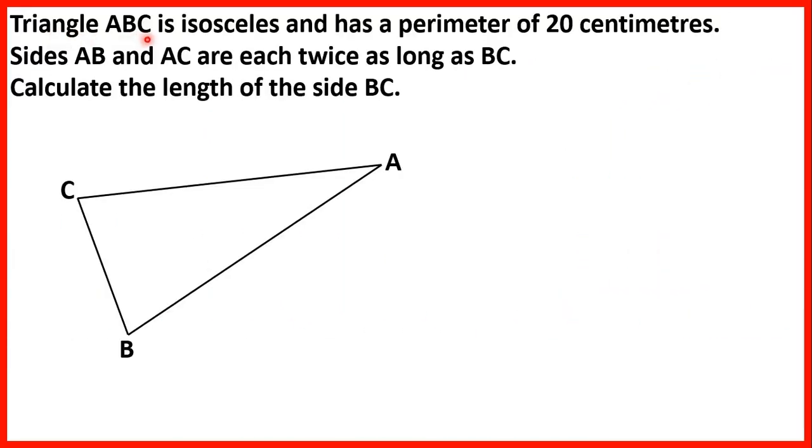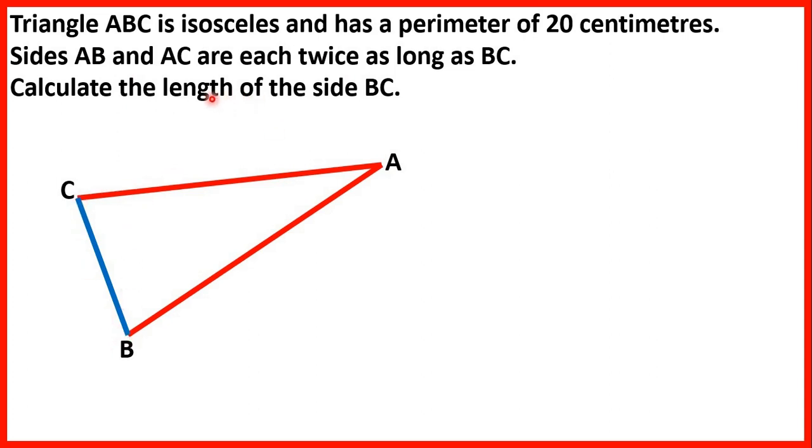Triangle ABC is isosceles and has a perimeter of 20 centimetres. Sides AB and AC are each twice as long as BC. Calculate the length of side BC. So we know that the triangle is isosceles, which means that these two sides are the same length. And we know that these sides AB and AC are twice as long as BC.